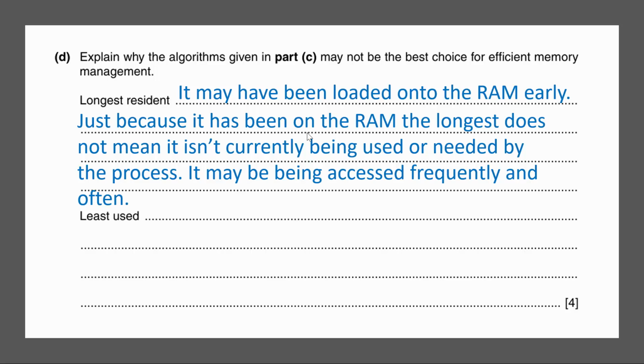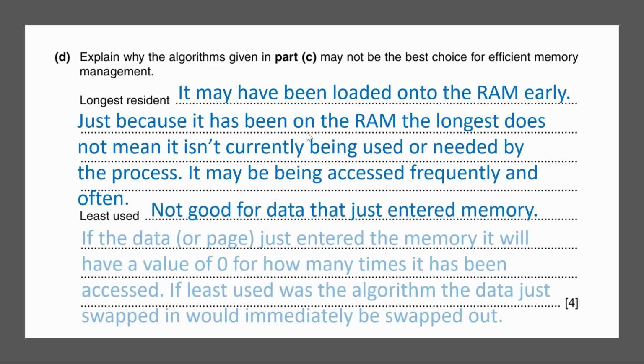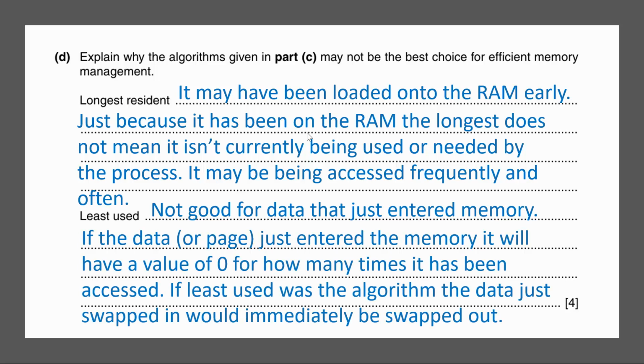What about if it's the least used? Well, this ties back in to the question we just answered. It's not good for data that just entered the memory. If the data or the page just entered the memory, it will have a value of 0 for how many times it has been accessed. We just put it on there. It hasn't had a chance to be accessed. So if least used was the algorithm, the data just swapped in would immediately be swapped out. Back and forth, back and forth. That's going to lead to poor speed performance and lead to disk thrashing.